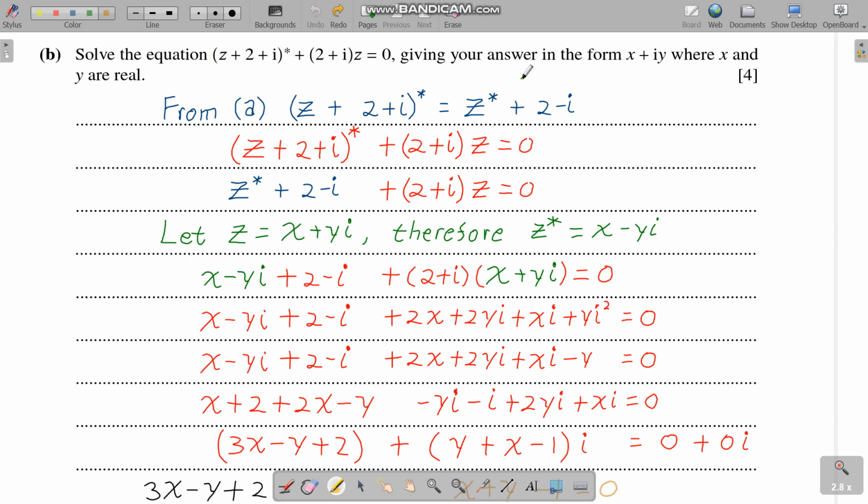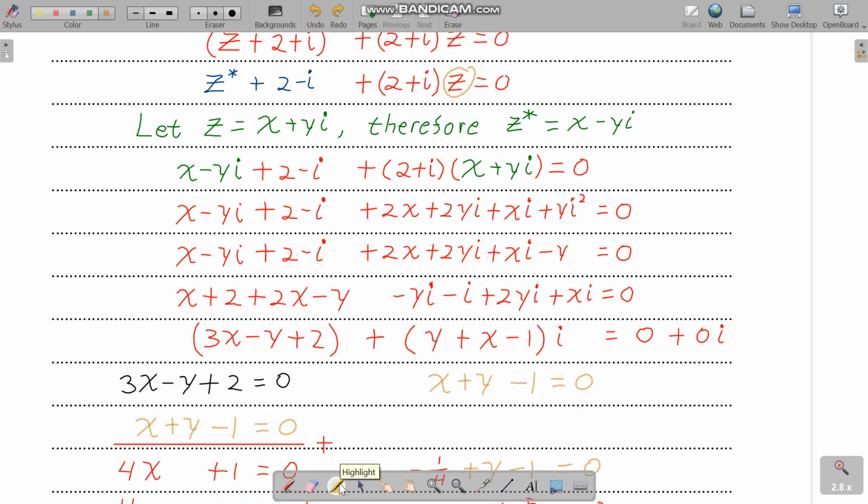So we have Z star plus 2 minus I to replace this, and then since the Z is X plus IY here, the Z star is X minus IY. So we replace the Z star with X minus IY, and we replace the Z with X plus YI. Okay, now we multiply 2 times X, 2 times YI, I times X, I times YI, which gives I squared, and remember that I squared is minus 1, so that's why we have minus Y here.